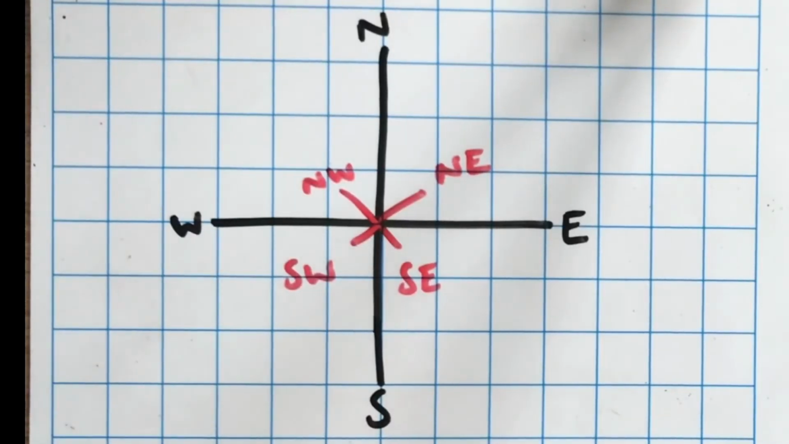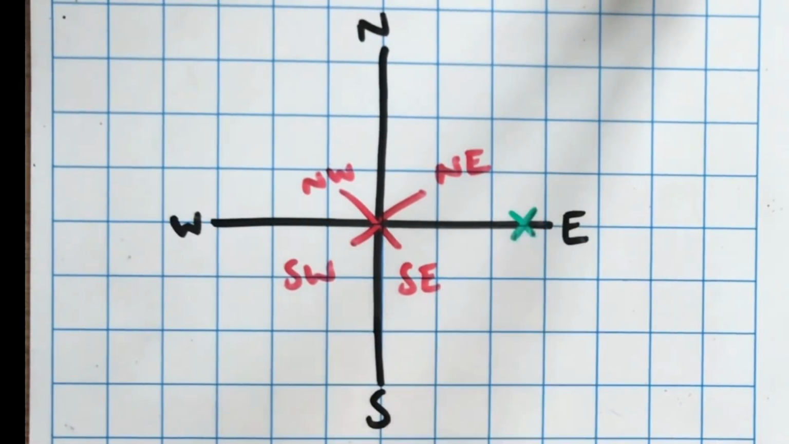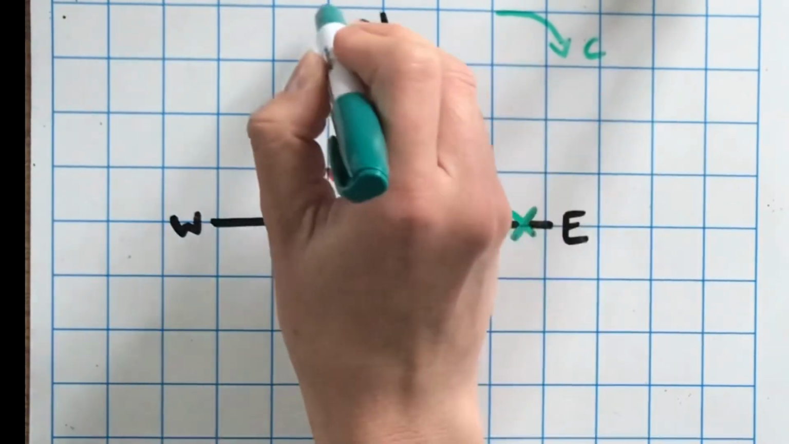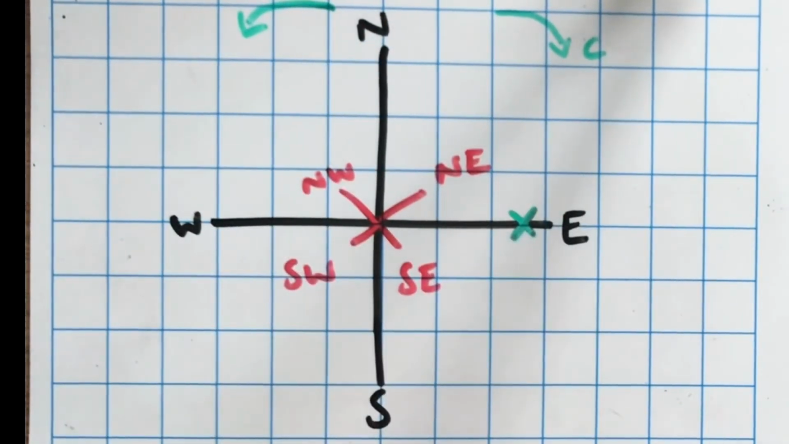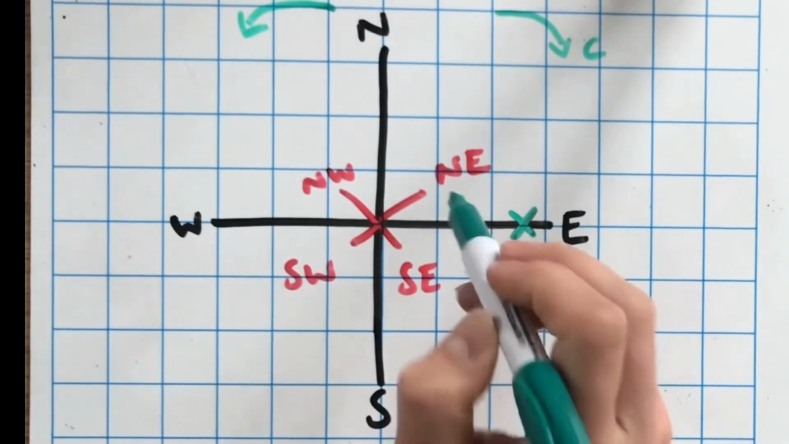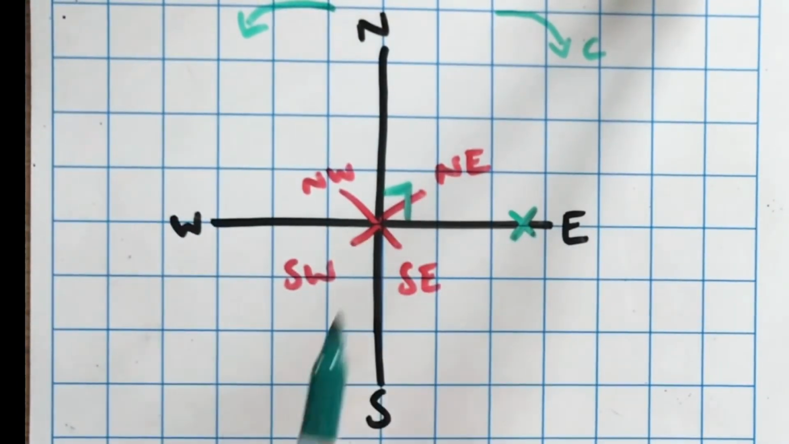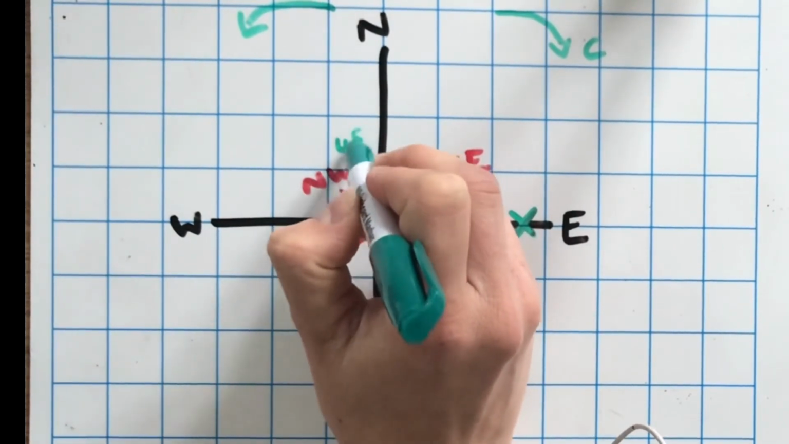Question number 48. I've got some information about somebody who's facing east. So we're going to start off facing east. They're going to turn 135 degrees anti-clockwise. So remember, clockwise is that way. Anti-clockwise is that way. 135 degrees. So these are your right angles. Each of those are 90 degrees. And this is half a right angle. So that would be 45 degrees.